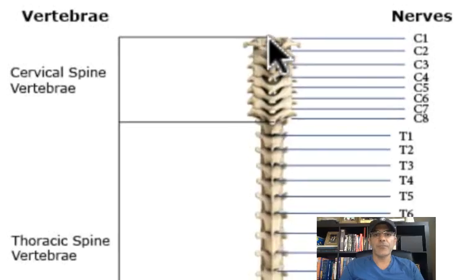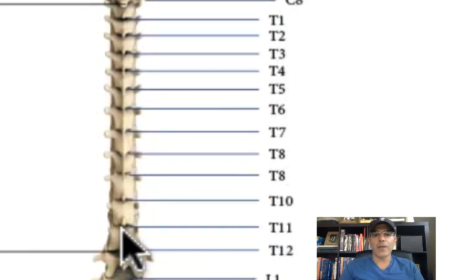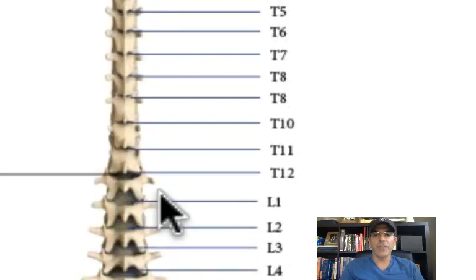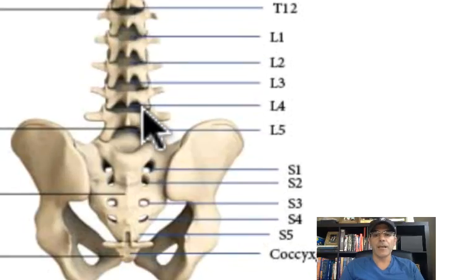Please take a look at this picture. This is your spinal column. We have only 7 vertebrae of the cervical region, but we have 8 cervical nerves. Don't forget that. We have 12 thoracic vertebrae, and we have 12 thoracic spinal nerves. We have 5 lumbar vertebrae, and we have 5 spinal nerves in the lumbar region. We have only 1 sacrum, but we have 5 sacral spinal nerves. We have only 1 coccyx, and we have 1 coccygeal nerve.